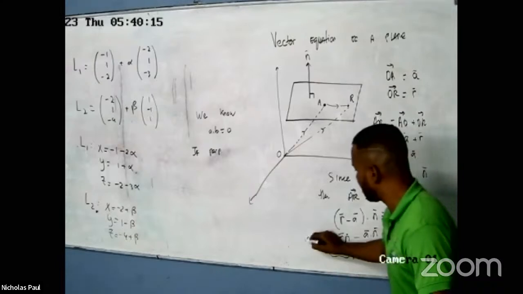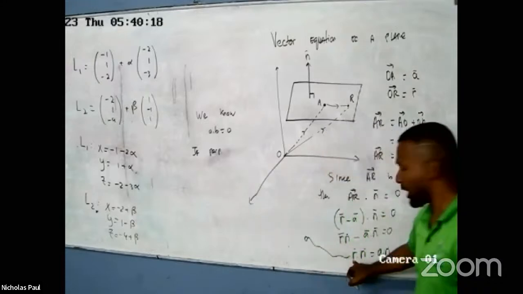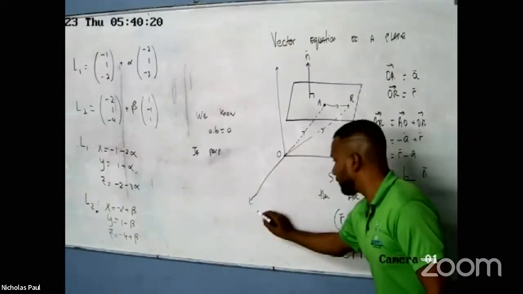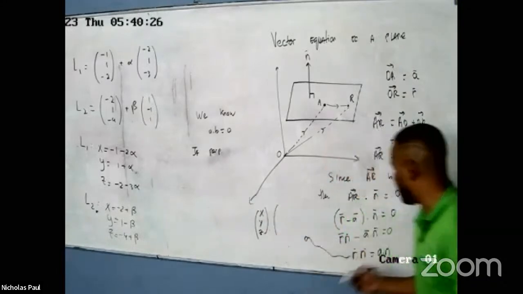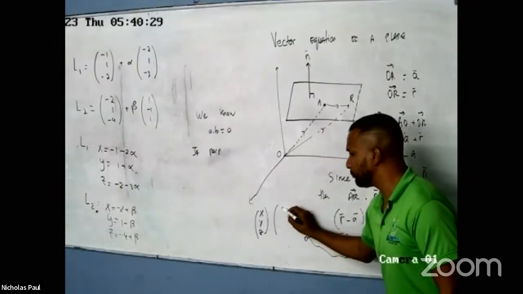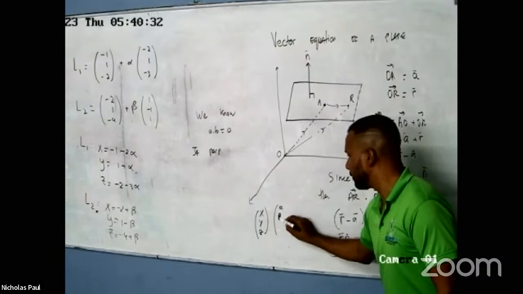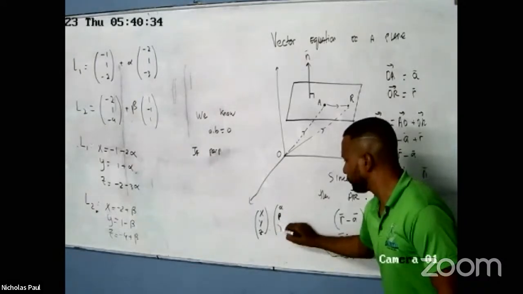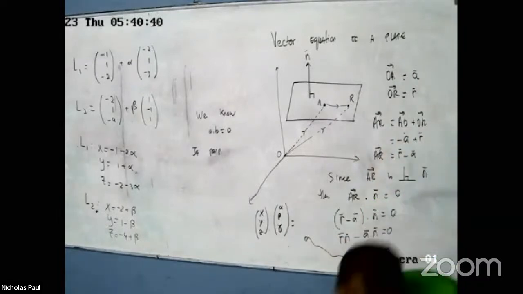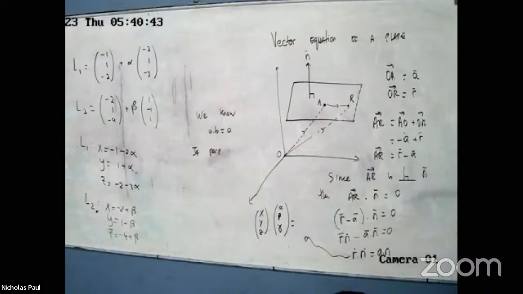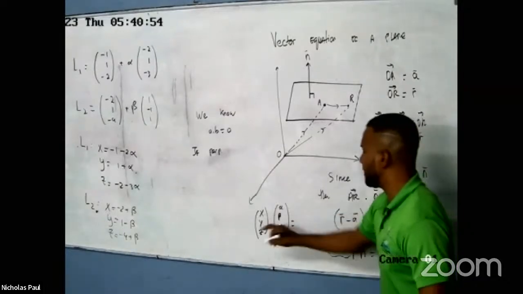So this could be written like this, remember? r is any random point, so that'll be x, y, z. N is the perpendicular vector, let's call it alpha, beta, gamma. And when you multiply r by n, you will get some value.